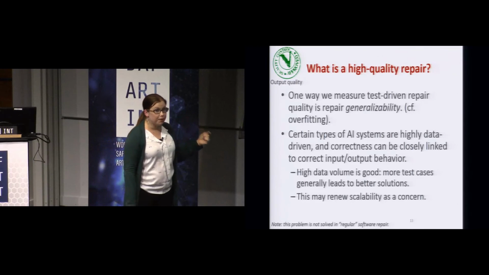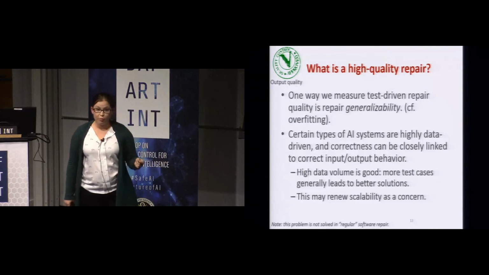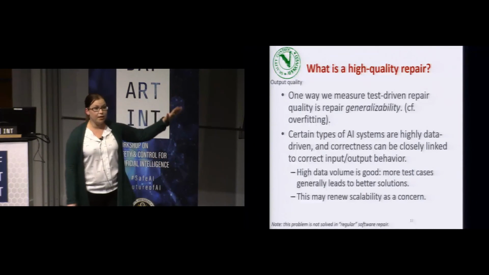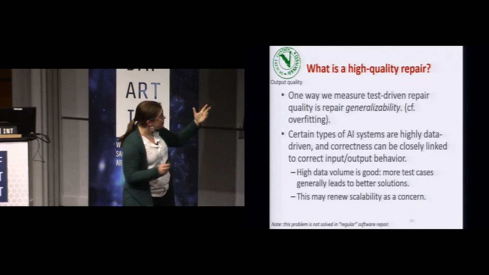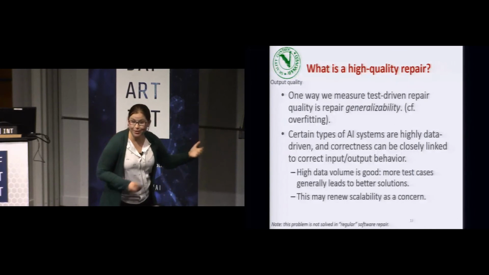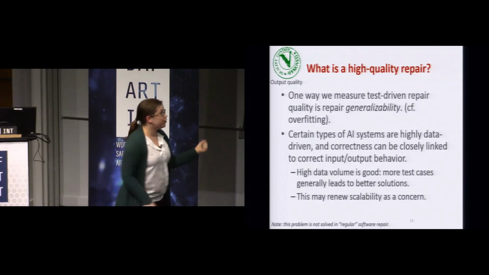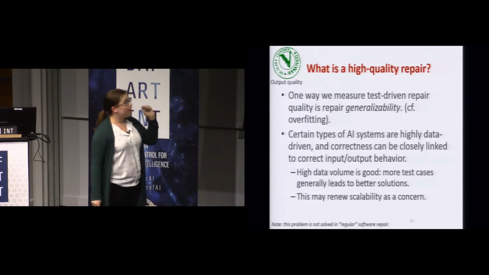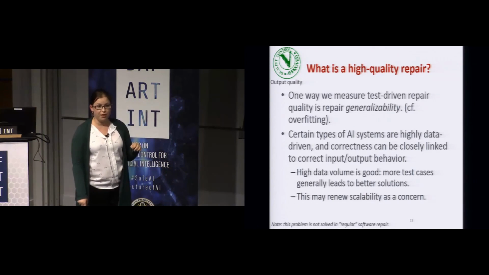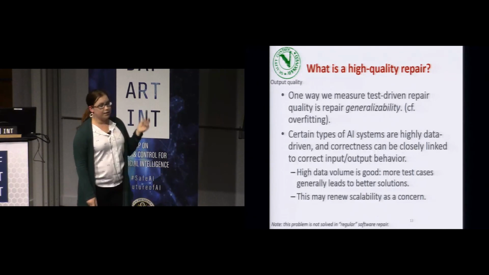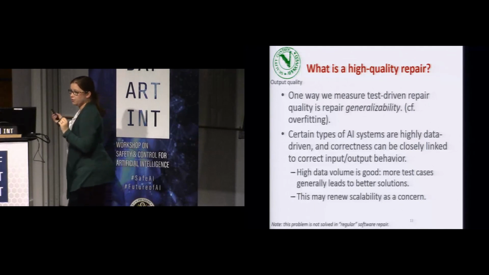And we've seen empirically in test case-driven program repair that correctness and generalizability of patches produced by these systems is very closely linked to the number of test cases you have and the degree to which they appropriately capture input-output behavior. So having high data volume is good. The more data you have, the better our transformations can be, and we've seen that in practice. But it does tend to renew scalability as a concern.